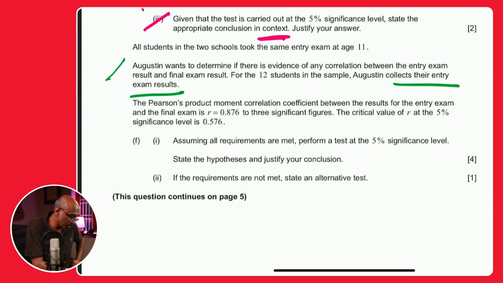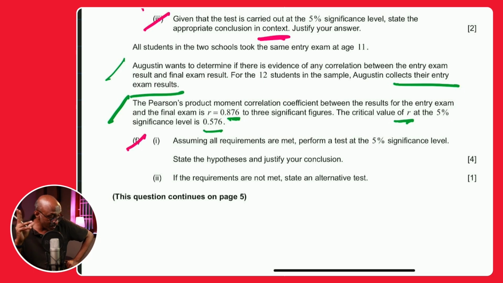The Pearson product moment correlation coefficient between the results for the entry exam and the final exam is R equal to 0.876 to 3SF. So this is the correlation coefficient, trying to see whether there's any correlation between that entry exam and this final exam result. The critical value for R at the 5% significance level is 0.576. So what does the question say in part F? It says, assuming all requirements are met, perform a test at the 5% significance level.